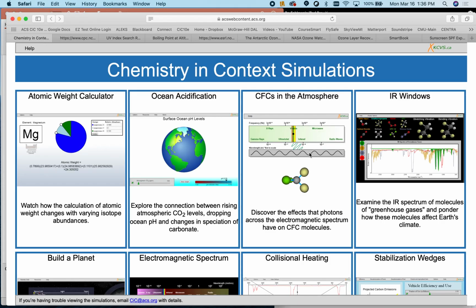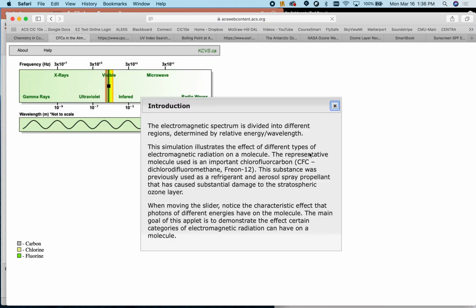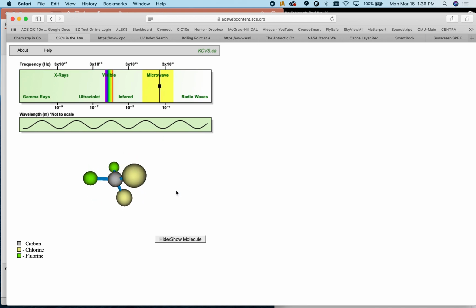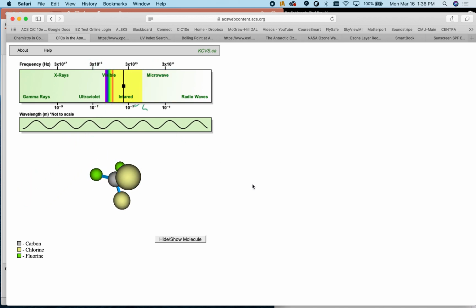So if I go back here, this is a pretty cool simulation: CFCs in the atmosphere. If we look at what happens to a CFC molecule, if I rotate it like that, the green atoms are fluorine and yellow is chlorine. If microwaves hit the molecule, it doesn't have enough energy to break it apart, but it will rotate. And then if I hit it with an infrared beam, there we go.